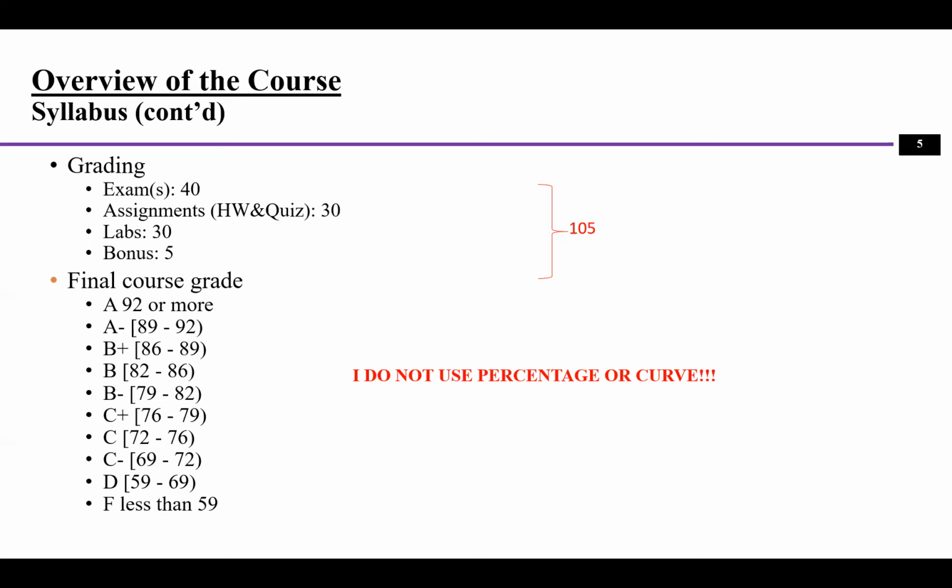And at the end of the semester, you can calculate how many points you actually accumulated, and then that will be converted to this letter grade scale, which means that if you get 92 or above, you can get A. If you receive less than 59, you get F. You can use this chart to help you determine your letter grade.